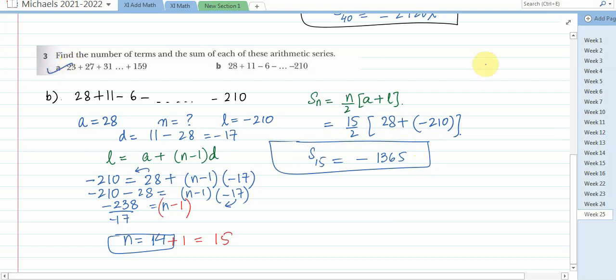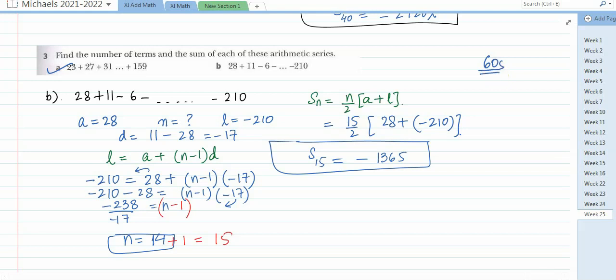You need to note it down in your copy, and you have a time of 60 seconds to note it down, and start. Alright, so moving on towards the next question.